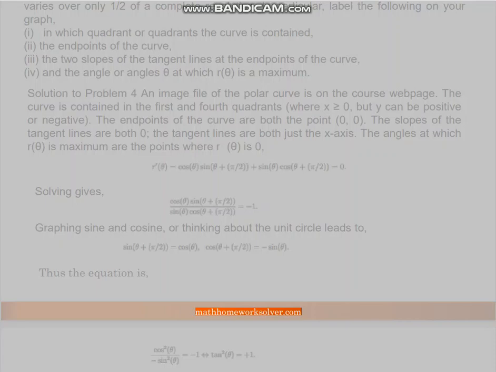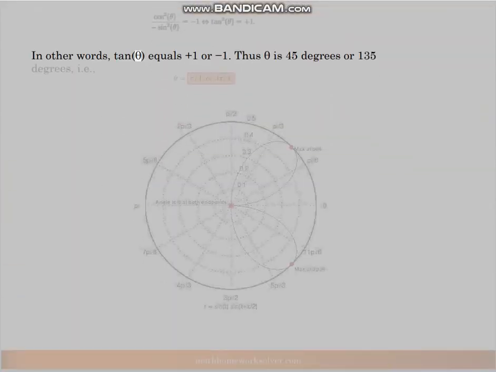In other words, tan theta equals +1 or -1. Thus theta is 45 degrees or 135 degrees, i.e.